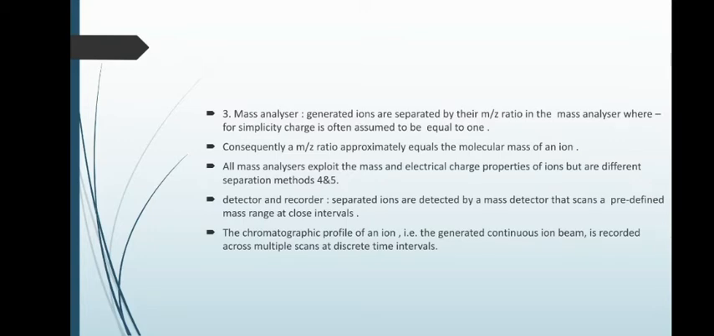For simplicity, charge is often assumed to be equal to 1, and this ratio is approximately equal to the molecular mass of an ion. All mass analyzers exploit the mass and electrical charge properties of ions. They detect and separate ions, and they give the chromatographic profile of an ion, such that the generated ion beam is recorded across multiple scans at discrete time intervals.